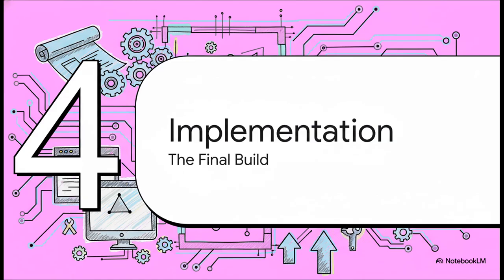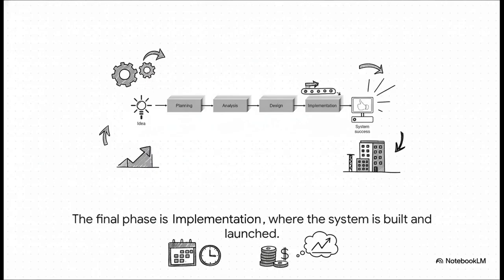And now, we get to the final phase. This is where all that planning and paperwork becomes a real, tangible thing. It's time for implementation. So our map shows us we're at the final step. All that planning, all that analysis, all that design work, it all leads right here to actually building the thing, delivering it, and hopefully achieving system success. And just so you know, this is usually the longest and most expensive part of the whole journey.